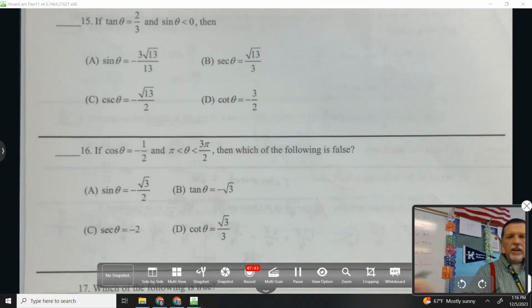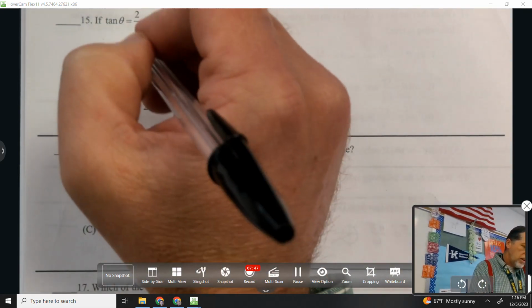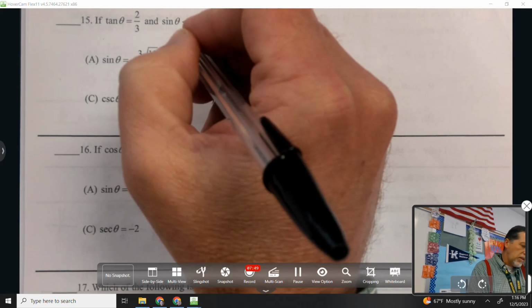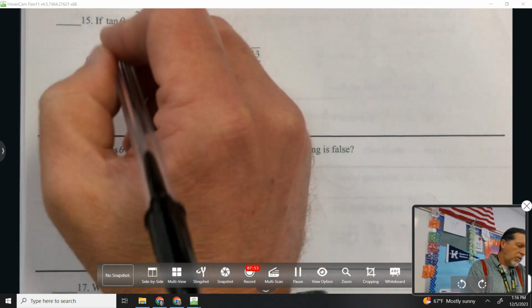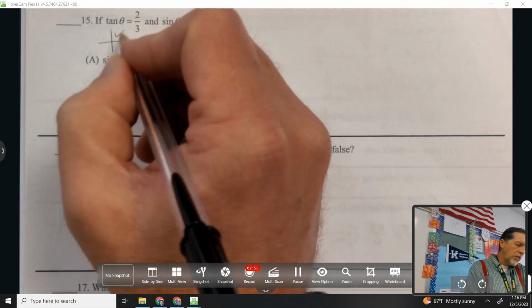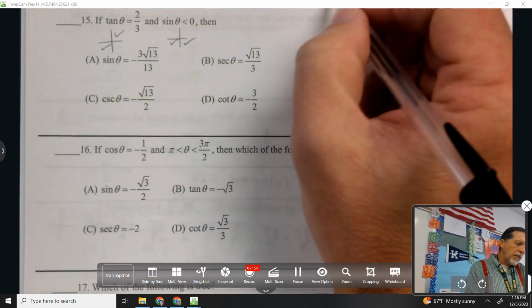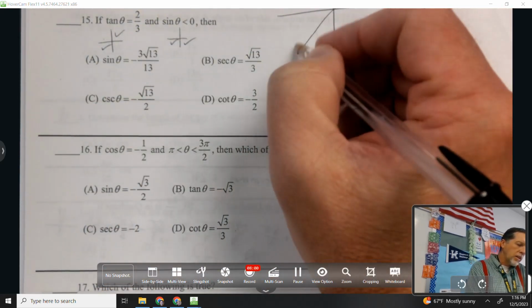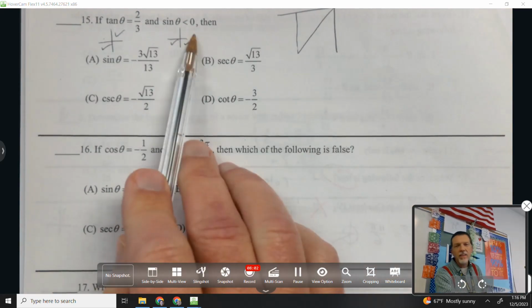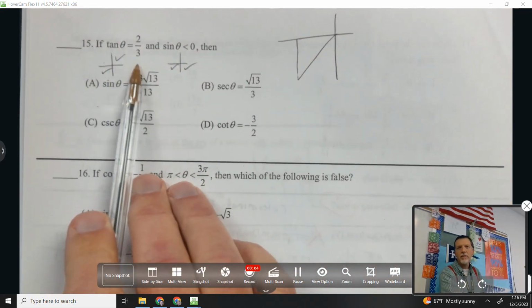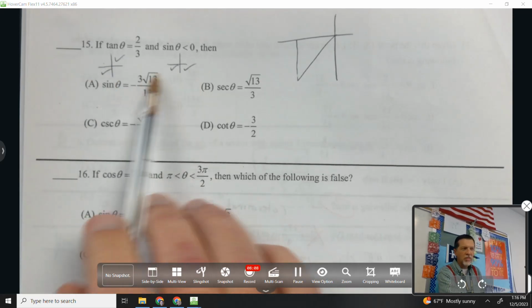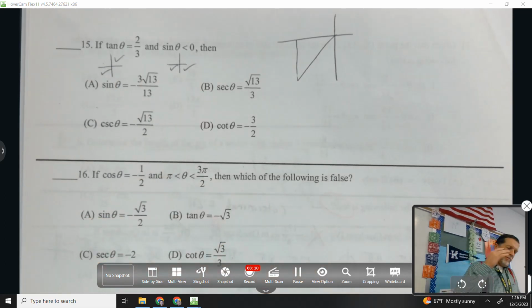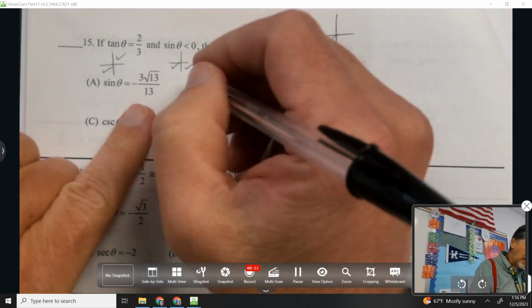Number 15. If tangent is 2/3 and sine is less than 0. Okay, sine is less than 0 in the bottom. Tangent is positive in the 1st and 3rd. So I've got to draw this picture in the 3rd quadrant. That's the only quadrant where sine is negative and tangent's positive. Some people draw the pictures, other people just think about it in their heads. There's a variety of ways to do it, but I've got to land in the 3rd quadrant.